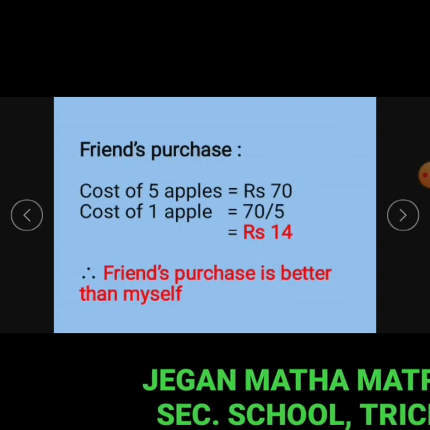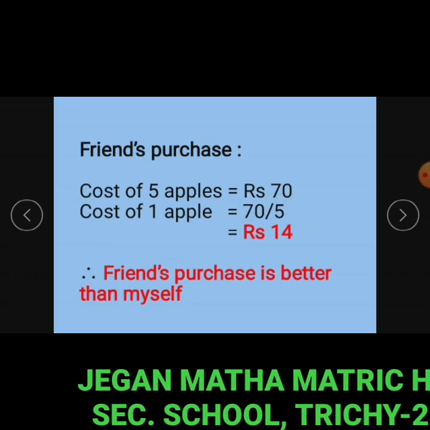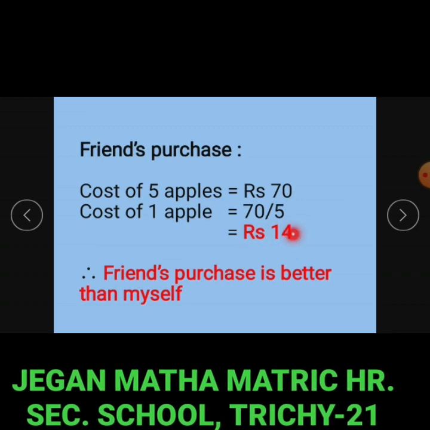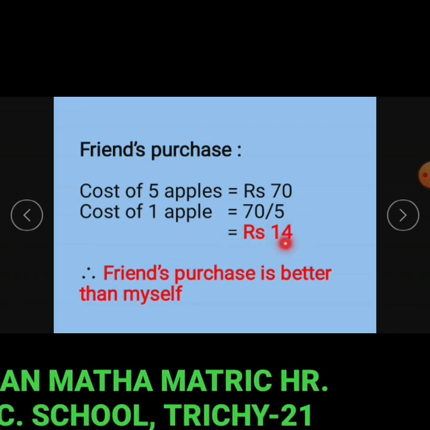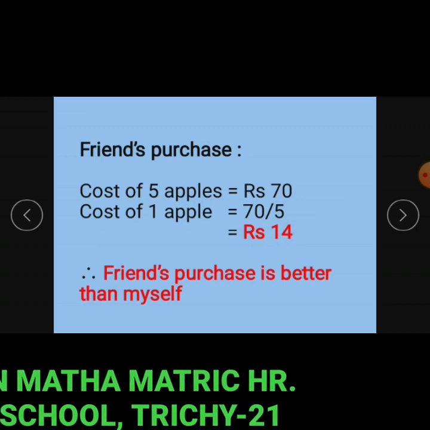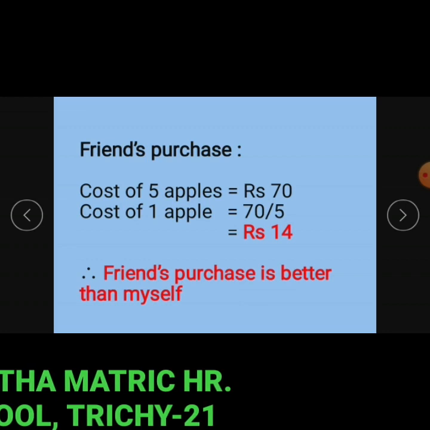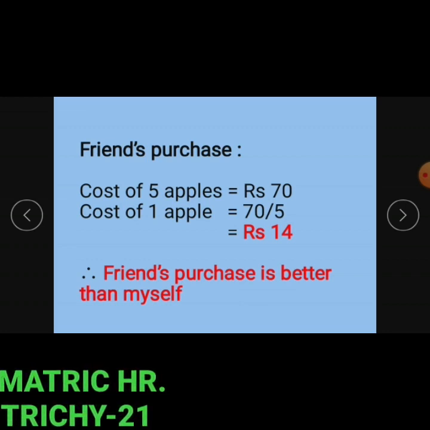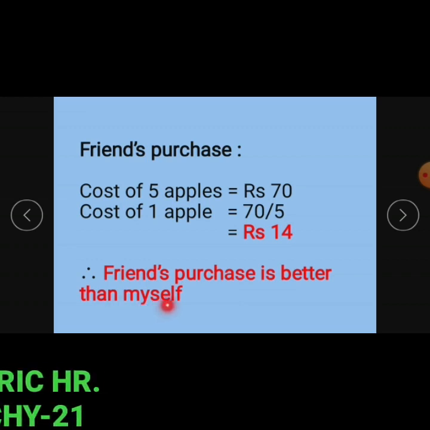Friend's purchase, cost of 5 apples equal to rupees 70. So cost of one apple equal to 70 by 5 equal to rupees 14. Now we compare the purchase of myself and friend's purchase. So friend's purchase is better than myself.